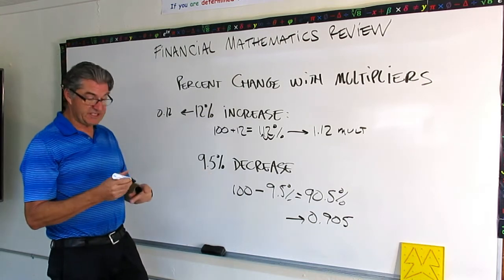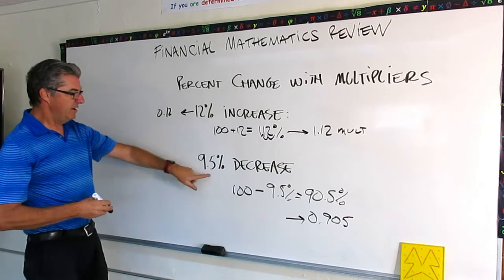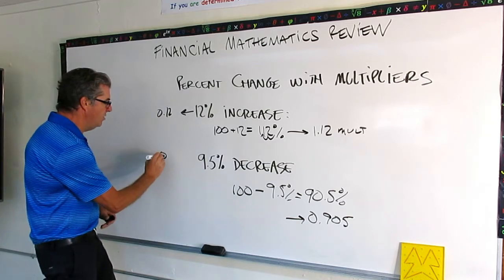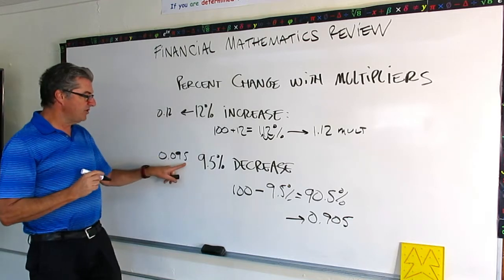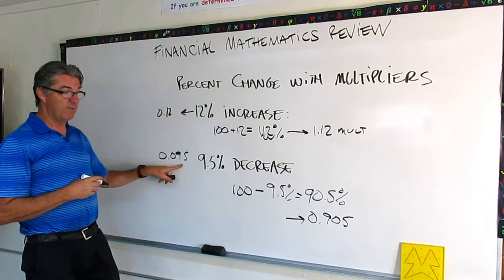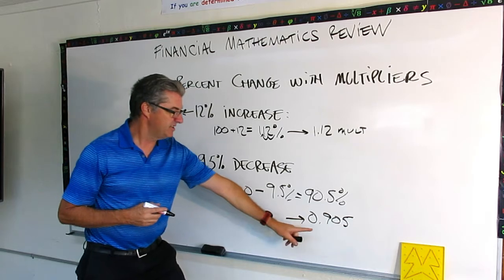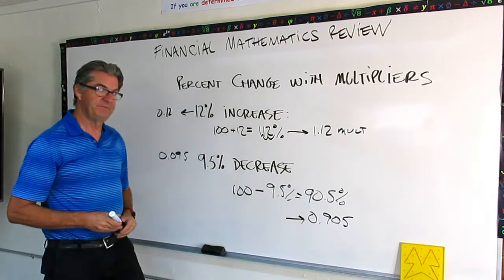And this works the same way if you want the shortcut. 9.5% is just 0.095. So to get the multiplier, we just subtract that from 1, and that's what's going to give us 0.905.